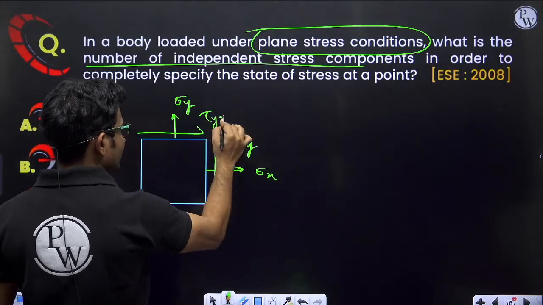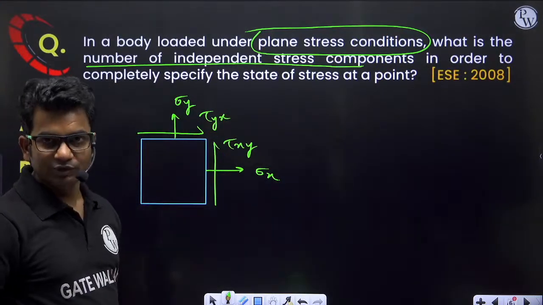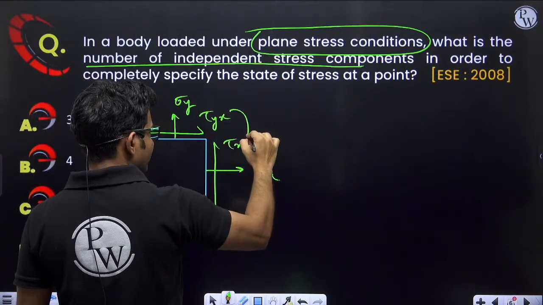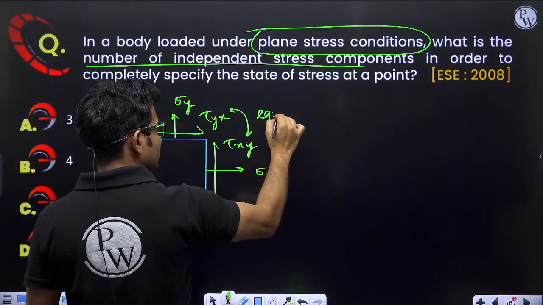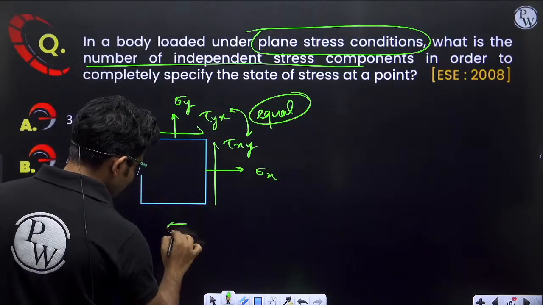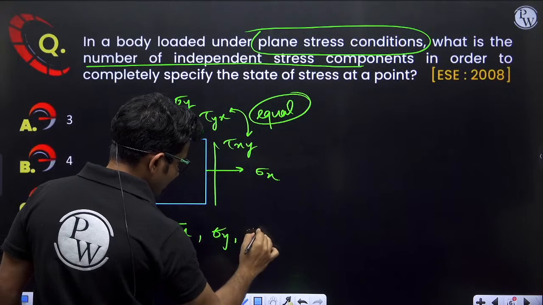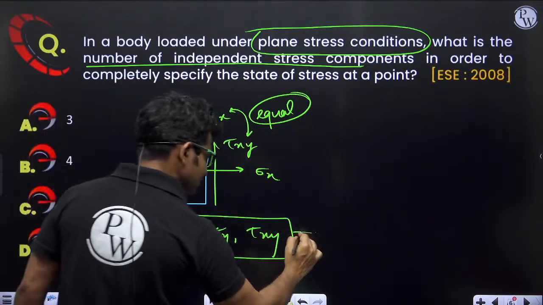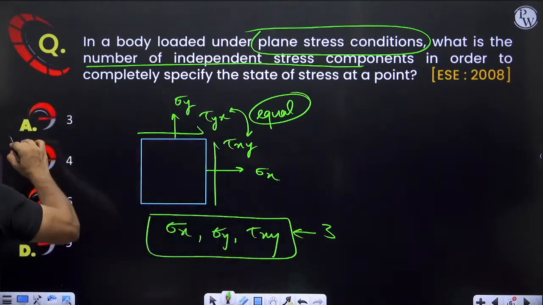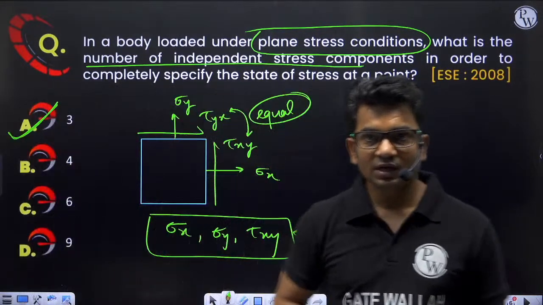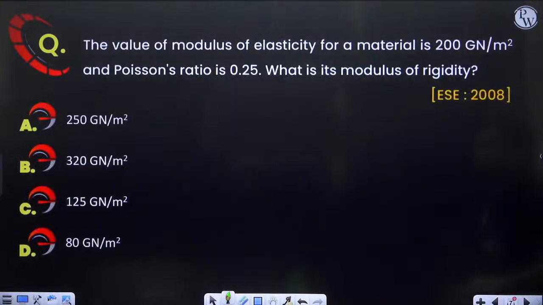Okay, so these are the stress components that are required, but we know tau yx and tau xy are equal to each other. So independent stress components required are sigma x, sigma y and tau xy. So we need 3 independent stress components. That means correct answer is option A. Clear? Let's move on to next question.